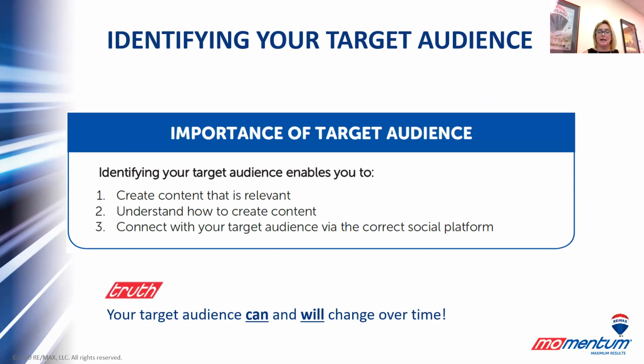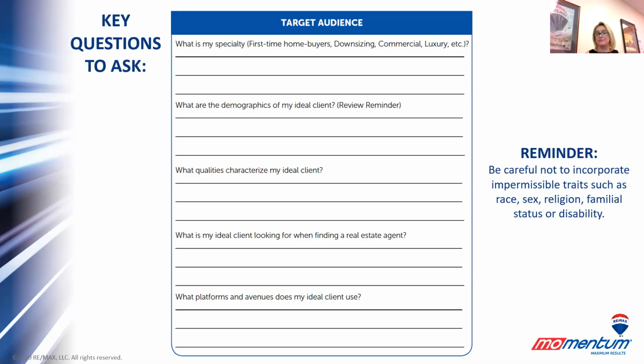Your target audience can and will change over time. Our feeds change over time. So some key questions to ask when you're trying to determine your target audience. What's my specialty? What are the demographics of my ideal client? What qualities characterize my ideal client? And what is my ideal client looking for when finding a real estate agent? What platforms and avenues does my ideal client use? Be careful not to incorporate, again, those traits such as race, sex, religion, familial status, or disability.